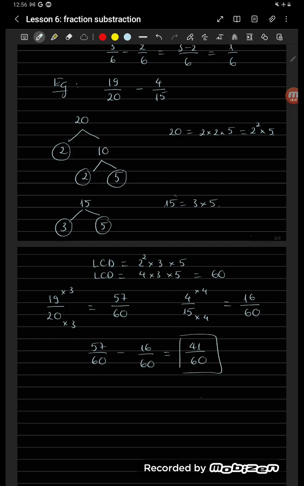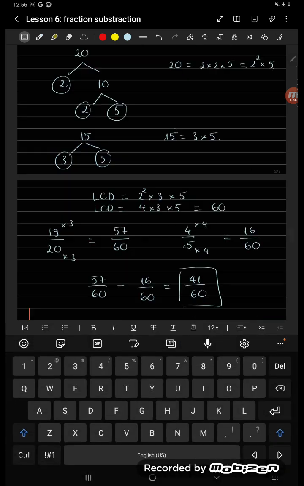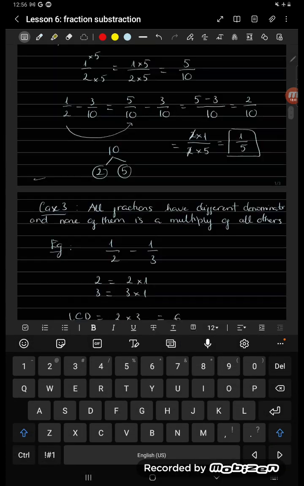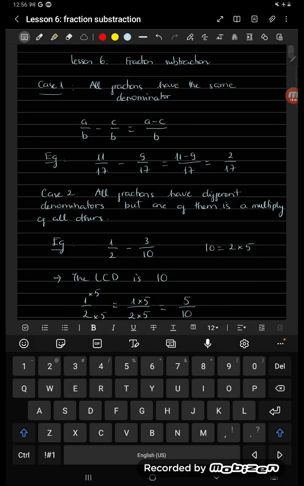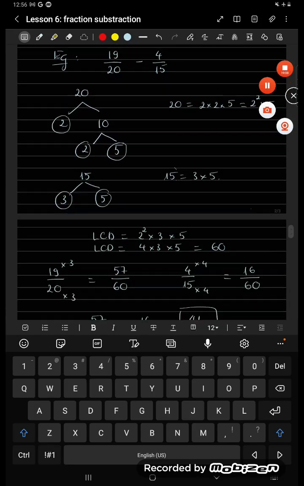Okay, so that's the lesson about fraction subtraction. It's the same way as fraction addition. The only different thing is about mixed numbers. A little bit more complicated is mixed number subtraction that we'll do in lesson 7. But for now we are good, so let's stop.